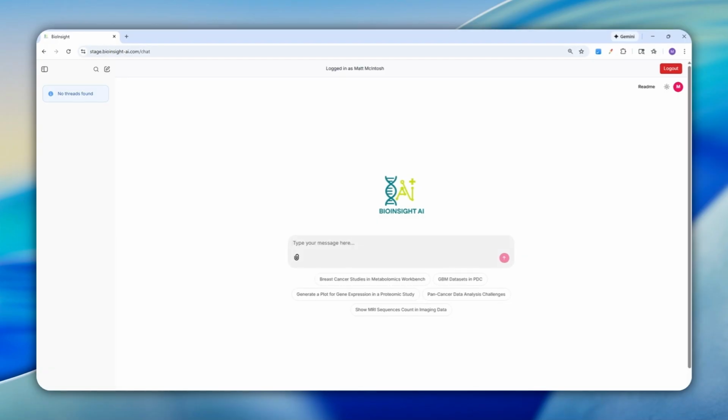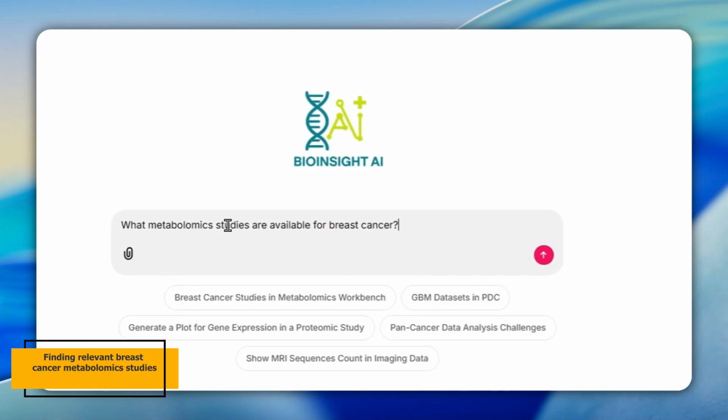In this example, I'm acting as a cancer researcher investigating metabolic changes associated with breast cancer progression and treatment response. BioInsight helps me explore datasets, understand metabolite biology, and connect findings to genes, pathways, and even raw mass-to-charge ratio features, all through natural language. To begin, I want to see what's already available.